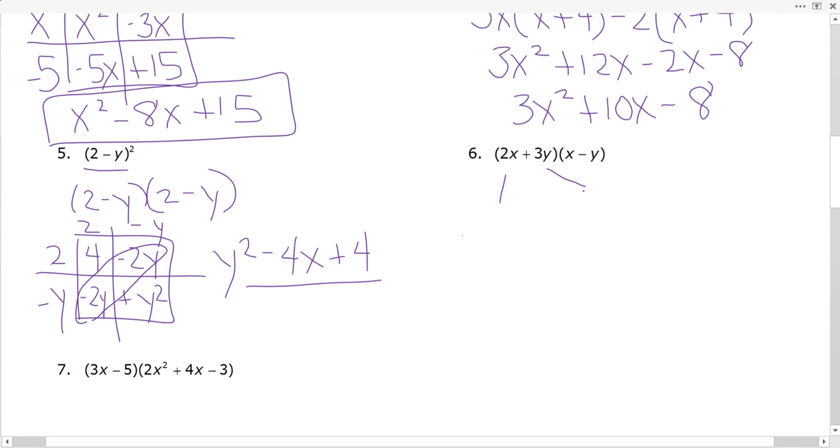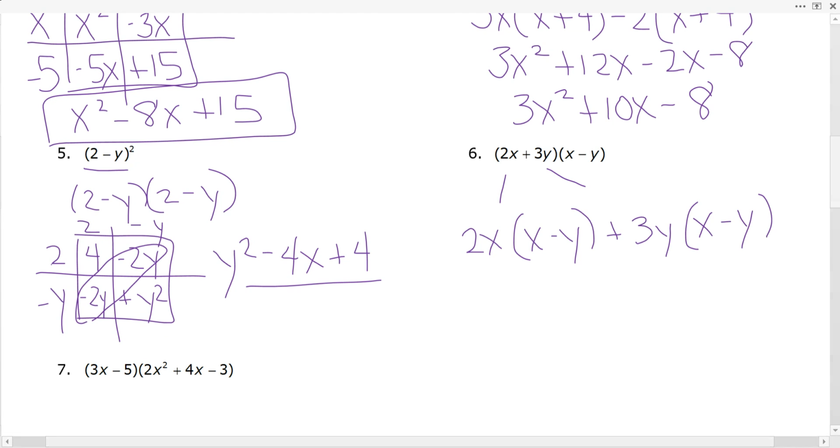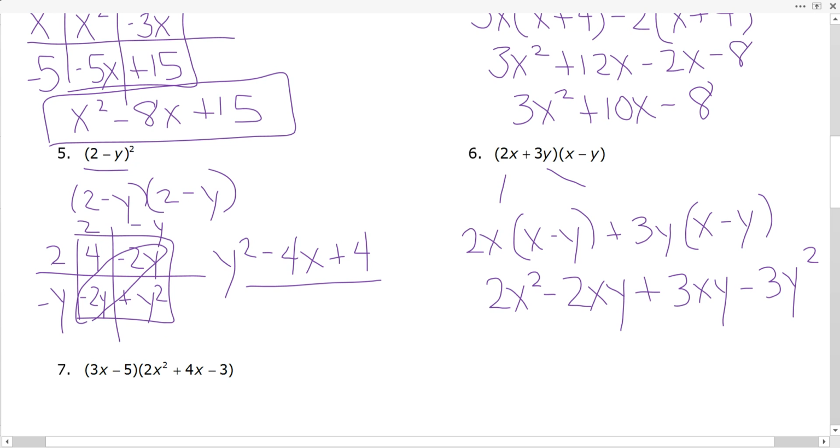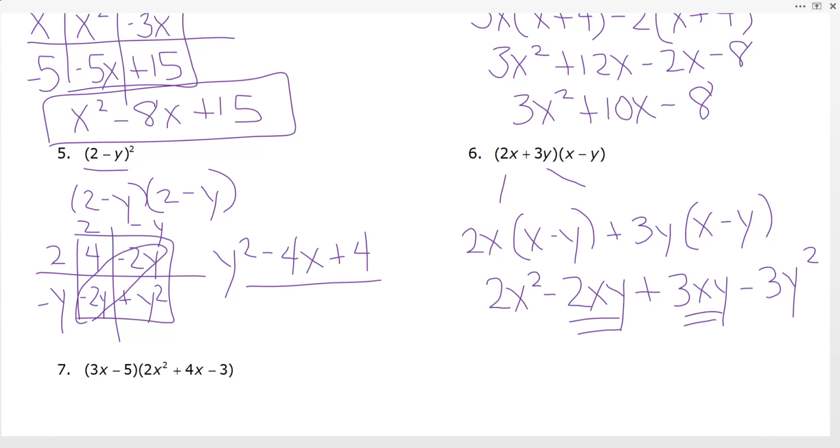Okay, let's separate this one out. 2x times x minus y plus 3y times x minus y. Separated out the first one so I can multiply it times the second binomial, each one separately. So I have 2x squared minus 2xy plus 3xy minus 3y squared. Okay, notice what I did for this guy and this guy. I put my x and y in the same order because it's the same, making this 3yx.